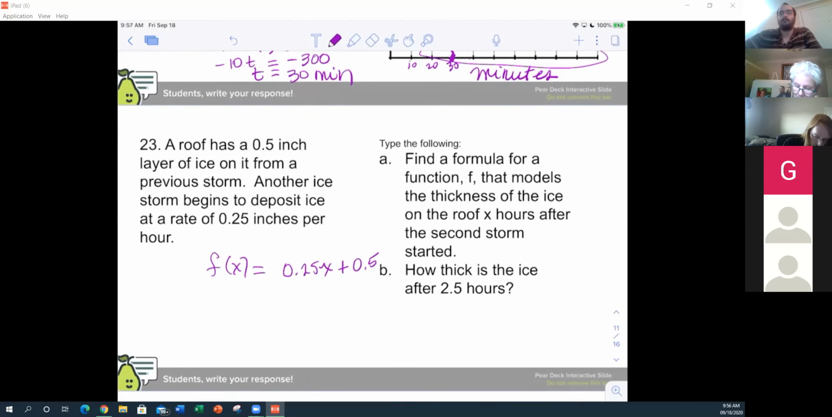And then for B, I rewrote the equation with 0.25 times 2.5 in parentheses. So f of 2.5, right? Is 0.25 times 2.5 plus 0.5, and what is that equal to? I got 1.125. 1.125 what? Hours or inches, sorry. Inches, right.